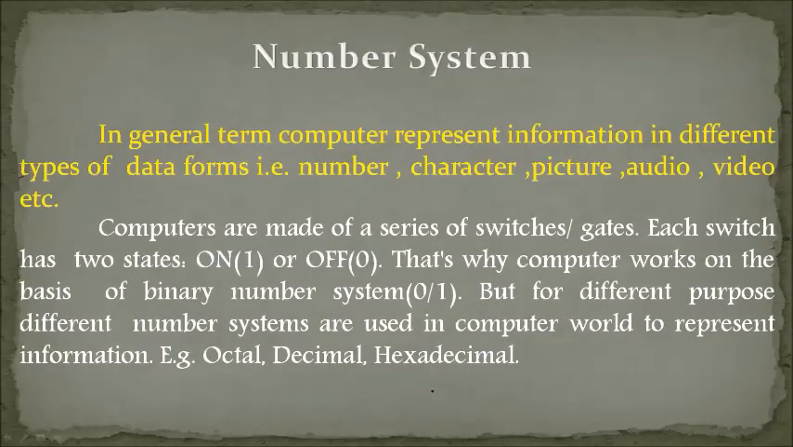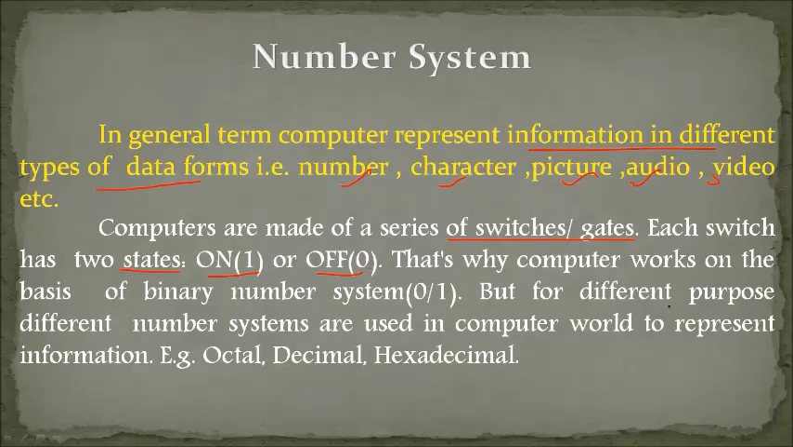In general, the computer represents information in different types of data forms that you all know. It may be a number, a character, a picture, or even an audio or video. So a computer is made of a series of switches. Each switch has two states, on and off. On represents 1, off represents 0. That's why a computer works on the basis of the binary number system. So you might have known already how a machine works. A machine will function based on on and off. The same way the computer also will function on and off, isn't it?